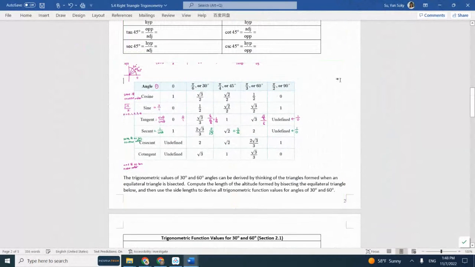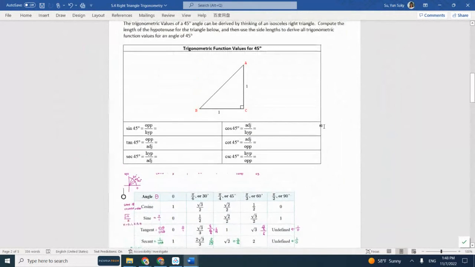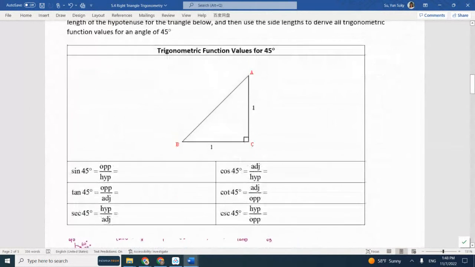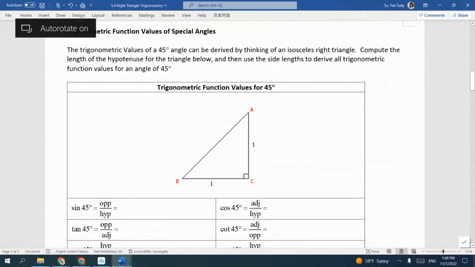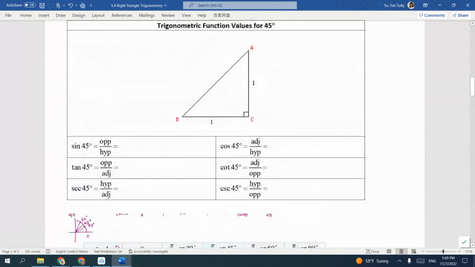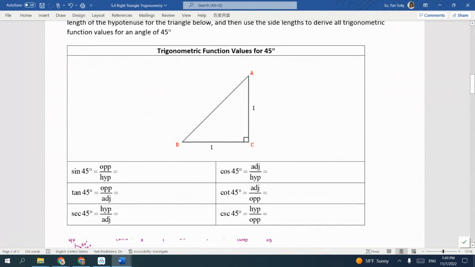So this table we got in section 5.3. Last time I just told you these values, but I didn't tell you why we get them. So now we actually show why we get these numbers. Remember the special angles are 0, 30 degrees, 45 degrees, 60 degrees, and 90 degrees. Right, everybody? So let's look at 45 degrees. Then this angle is also 45 degrees. Do you agree, everybody?